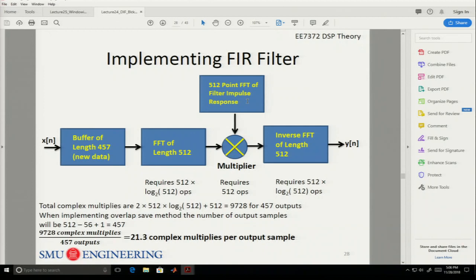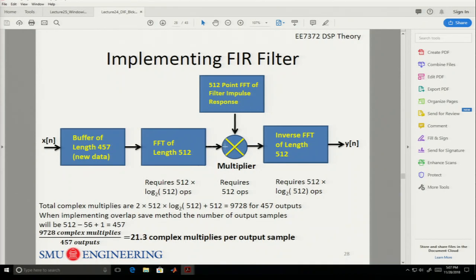And so basically, you think to yourself, all right, offline, I calculated 56 coefficients, or 56 different weights for that FIR filter. So then I do a 512-point FFT and save that in memory somewhere. That doesn't cost me anything, because I did it one time and I never do it again. So that was free. This part's free. But every time I get new data, I have to take an FFT and I have to multiply it.